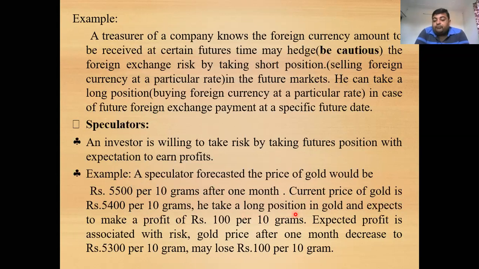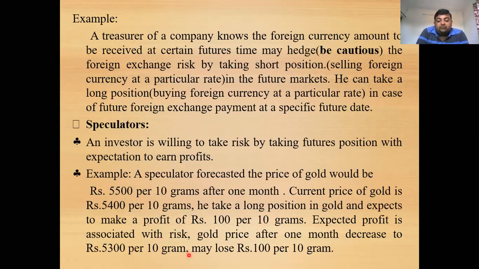Now he takes a long position. Long position means buying low and selling high: buying a commodity at a lower price and selling it at a higher price. So he has taken a long position in gold and expects to make a profit of rupees 100 per 10 grams. Now expected profit is associated with risk. What is the risk? If the price falls beyond this limit, you still have to sell the gold at 5500 because you have entered into the future contract.